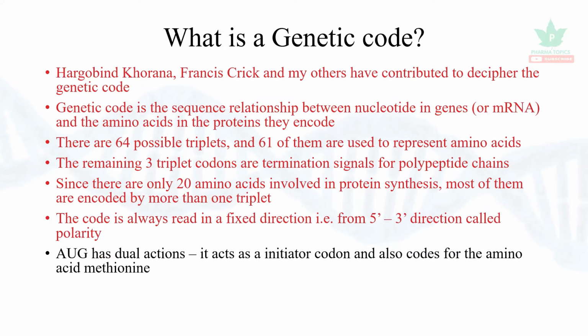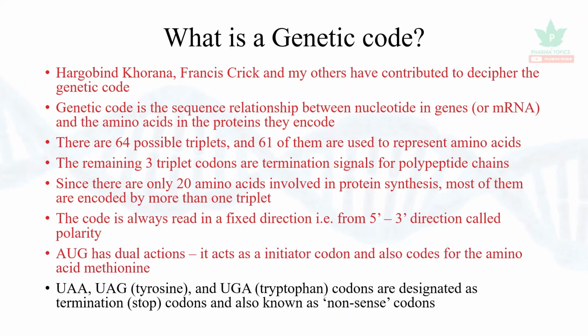AUG has a dual action. It acts as an initiator codon and also codes for the amino acid methionine. UAA, UAG and UGA are stop codons. Among them, UAG can also code for tyrosine and UGA can code for tryptophan in some cases. And when they terminate the polypeptide chain, it is a nonsense codon.